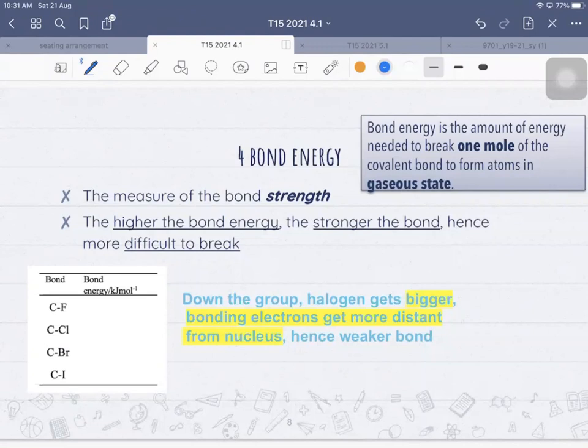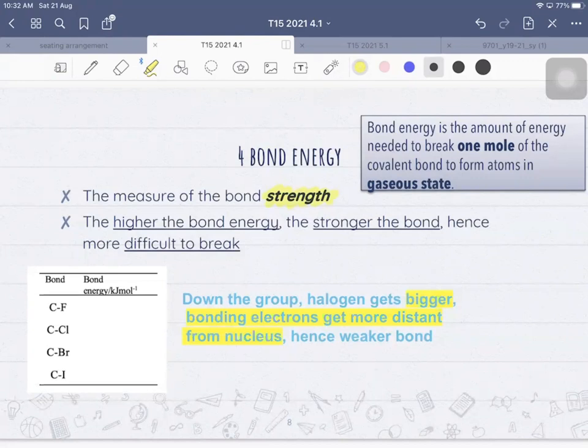Bond energy is the measure of the bond strength, which you have come across already. The definition of bond energy is the amount of energy needed to break 1 mole of the covalent bond to form atoms in gaseous state. The definition is not important for this section, but it will be when you do chemical energetics later on. That will be covered later, it's actually topic 5 or topic 6, if I'm not mistaken, under physical chemistry.